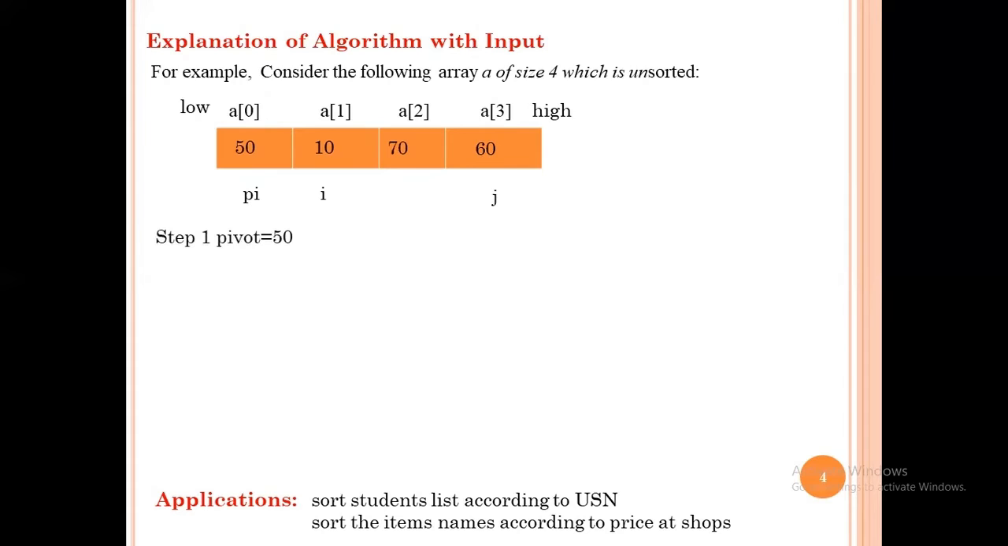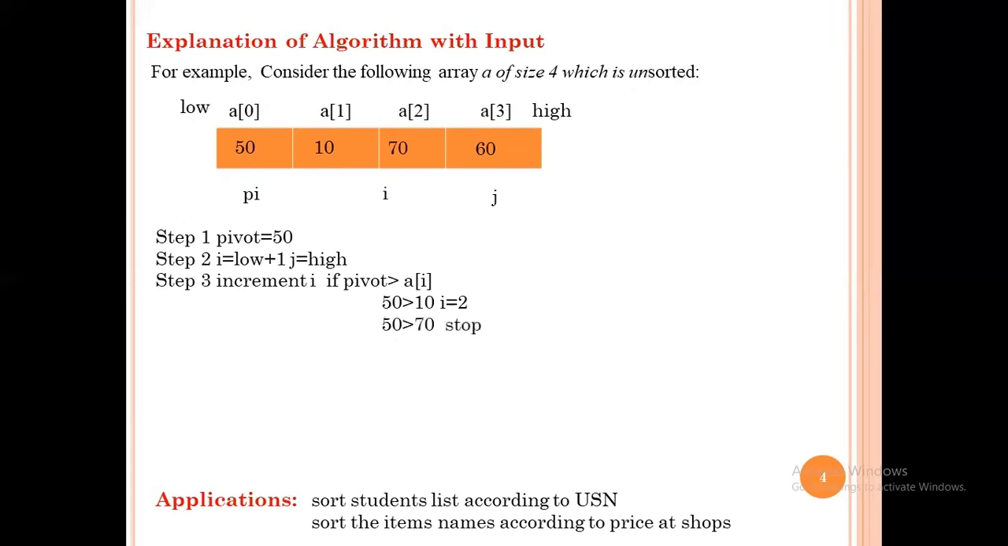Step 1. Consider first element in the list as pivot element. Therefore, here pivot equal to 50. Next, set i and j value. Here i is set to low plus 1, j is set to high. Increment i if pivot is greater than A of i. First, we need to compare 50 with A of 1, that is 10. 50 greater than 10. So therefore increment i value. Now i value is 2.